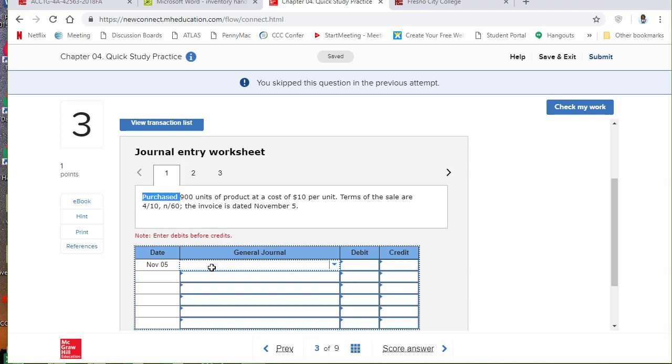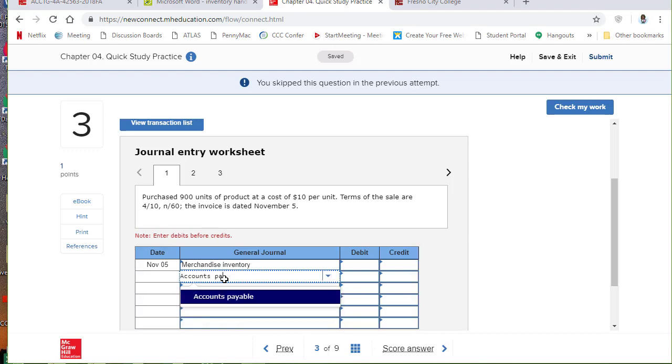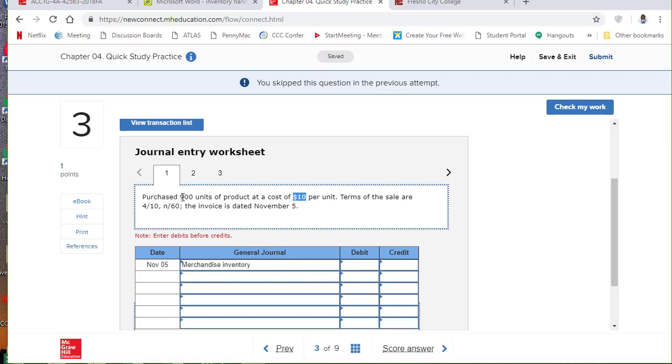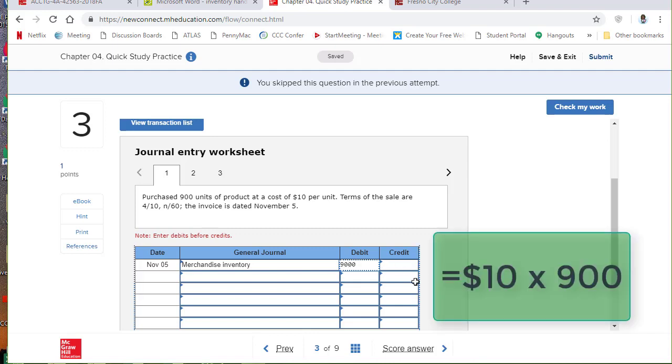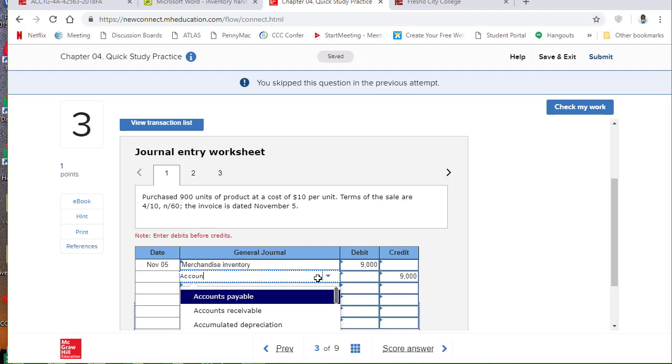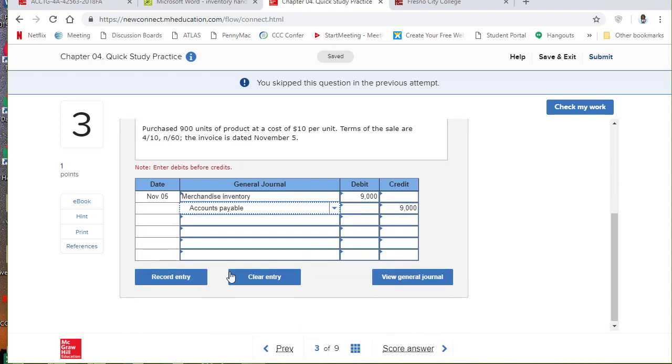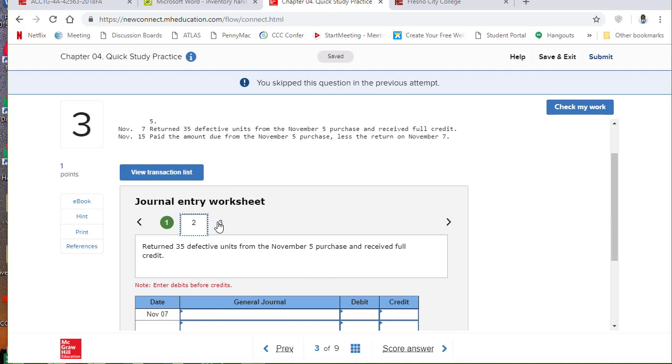So we're going to debit the merchandise inventory account, and because we're given terms, you can assume it was on account, so that'll be accounts payable. Since we're using the gross method, we want to recognize the original price. So I have $10 per unit, 900 units. Just multiply the 10 by the 900 units to get 9,000, and that will be my debit and credit. And again, the credit should have gone to accounts payable. Then we record our entry. Move on to the next one.